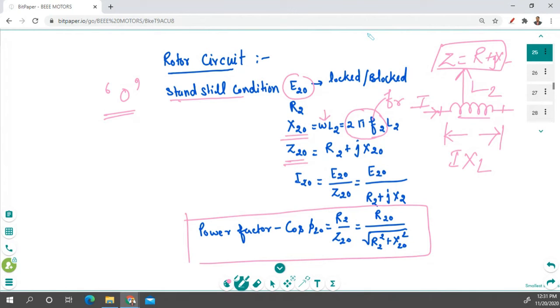Quickly give your response. How can you calculate the power? So power can be calculated by cos of phi. Cos of phi is equal to R upon impedance. Okay, so this is the impedance part. Quickly give your response.